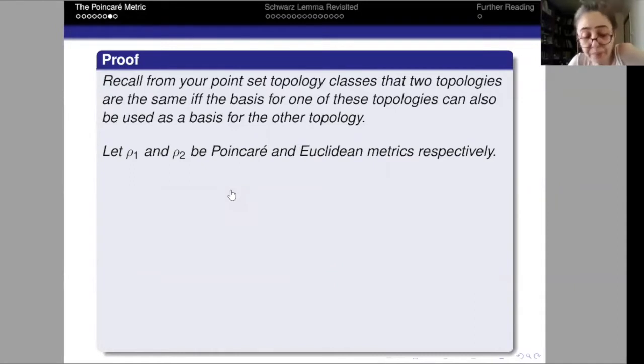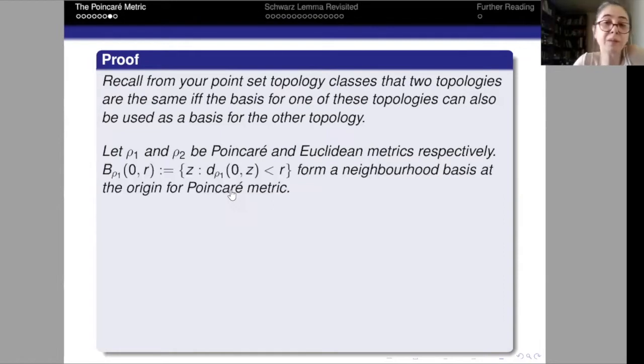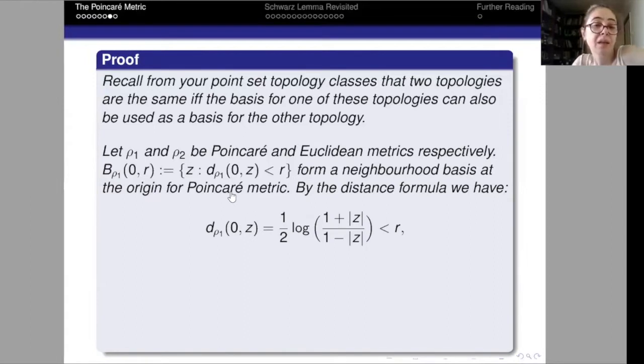So let rho 1 be the Poincaré metric, rho 2 be the Euclidean metric. We take a neighborhood basis at the origin for the Poincaré metric rho 1, the set of z such that the Poincaré distance from 0 to z is less than r. We take the open balls. By the distance formula, we have the distance from 0 to any z is equal to 1 over 2 logarithm of 1 plus absolute value of z over 1 minus absolute value of z. This should be less than r.